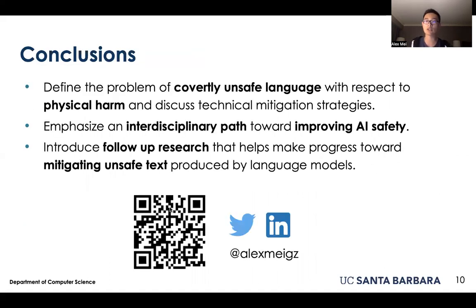To conclude the presentation, we define the problem of covertly unsafe language by framing it as degrees of separation with respect to physical harm and discuss concrete mitigation strategies. We emphasize taking an interdisciplinary approach toward tackling the issues of physical harm in AI. Finally, we introduce follow-up work that builds on this idea of covertly unsafe language.